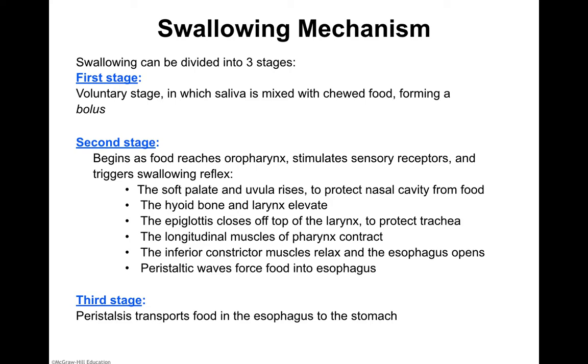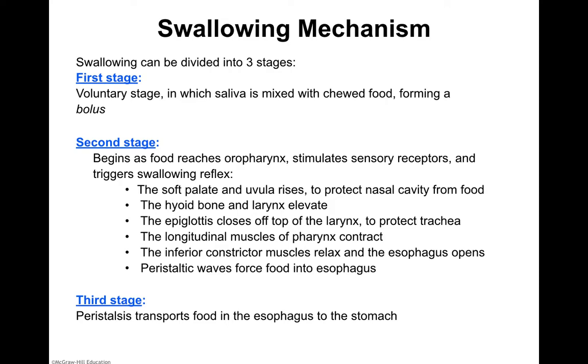That bolus, as it reaches the oropharynx, is going to stimulate sensory receptors and trigger the swallowing reflex in the second stage. That involves the soft palate and the uvula rising that protects the nasal cavity from food going into it. The hyoid bone and the larynx will elevate. The epiglottis would then close off the top of the larynx. That prevents food from going down the trachea into the lungs. The longitudinal muscles of the pharynx would contract. The inferior constrictor muscles would then relax, and the esophagus would open, and peristaltic waves would force the food into the esophagus.